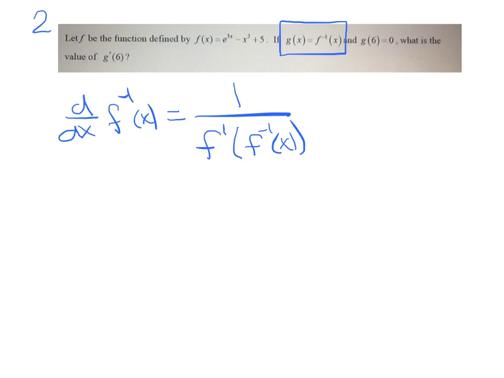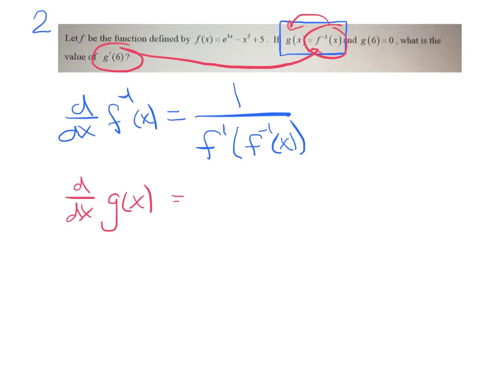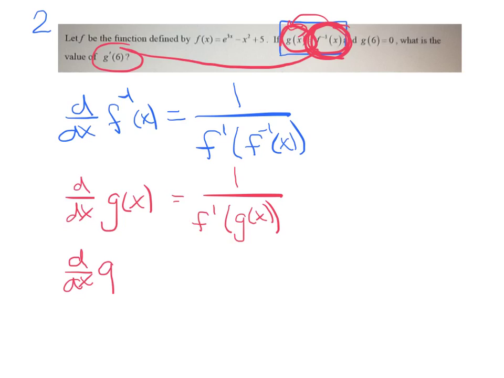Now I'm going to replace some information. I really want the derivative of g, and g is the inverse. So every place I put f inverse, I'm going to replace it with g. So the derivative of g of x is actually 1 over f prime of g of x. One more time, every place I saw f inverse, I put g of x. And now I'm saying the derivative of g of 6 is equal to 1 over f prime of g of 6.